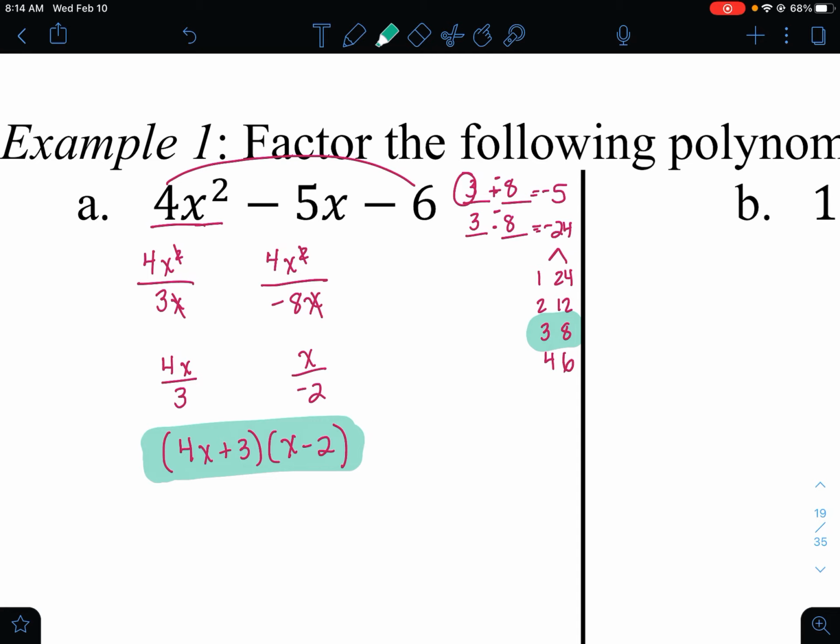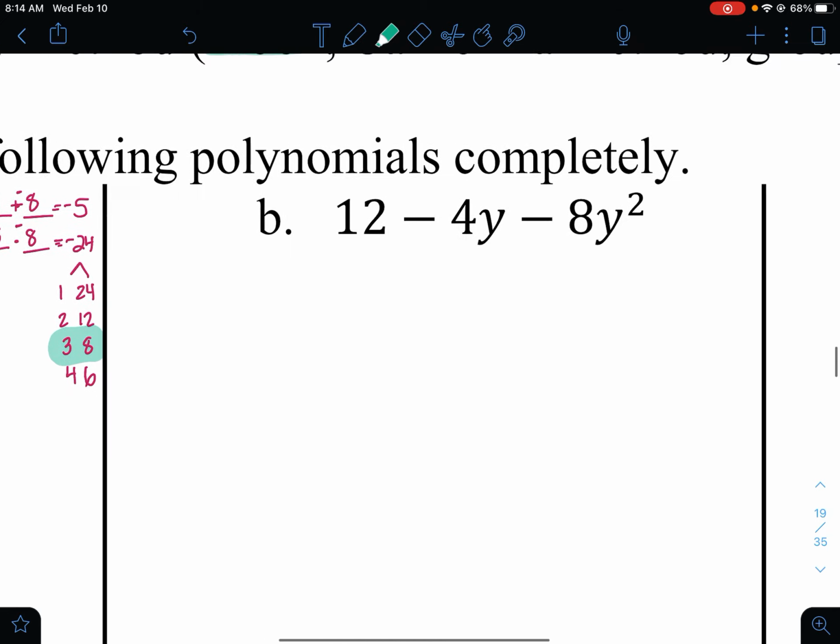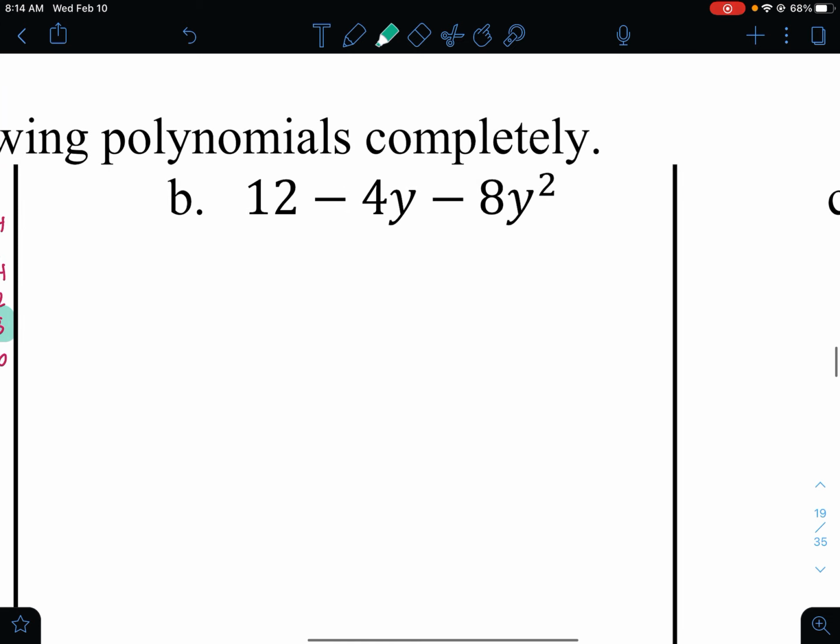So that was California method. The one thing you do need to be careful of to use California method is that your leading coefficient does need to be positive. So if it's negative, like you're going to see in the next problem, just factor out that negative. All right, so let's take a look at B. What I don't like about B as soon as I see it is it's not in standard form.